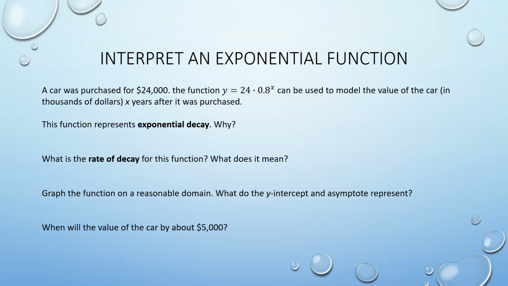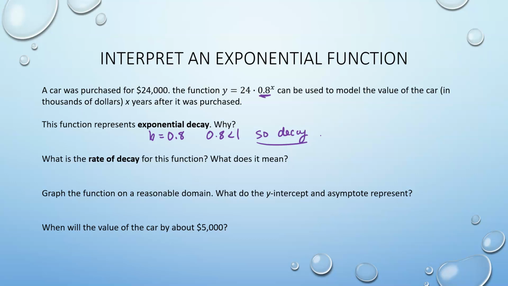First, it tells me that it represents exponential decay and asks why. It could just say, which one is it? And the reason it's exponential decay is my b value is 0.8. So that number that's taken to the exponent, 0.8, is less than 1, so it's decay. We learned anytime that the base, the b, is less than 1, that's when it's going to be decay. All right, so that's the first thing.